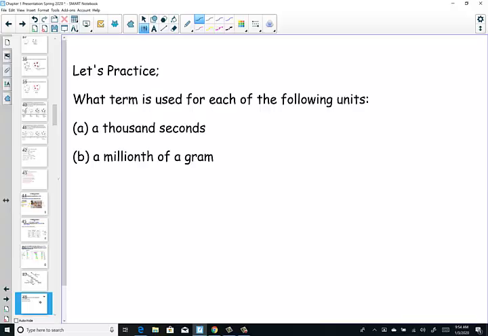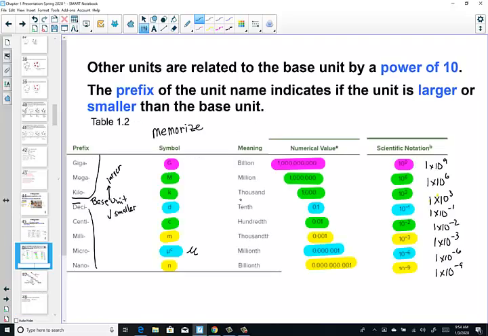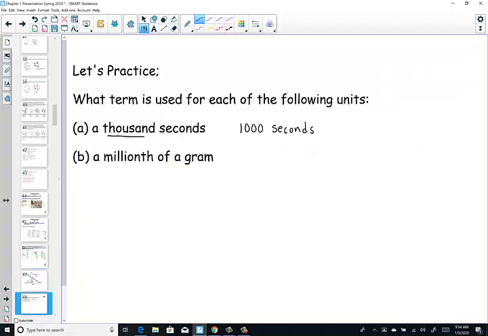What term is used for each of the following units? 1,000 seconds. 1,000 is very large, so if I write that out as 1,000 seconds, what we're being asked is, what prefix represents the term 1,000? So if we go back to our chart, notice that 1,000 is the prefix kilo. And so I could write this as an equivalent value, saying 1,000 seconds is the same as saying 1 kilosecond. Those are equivalent numbers.